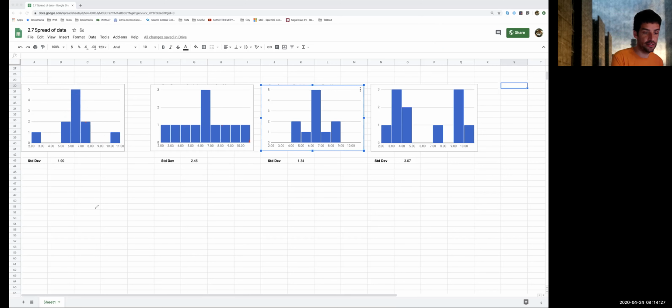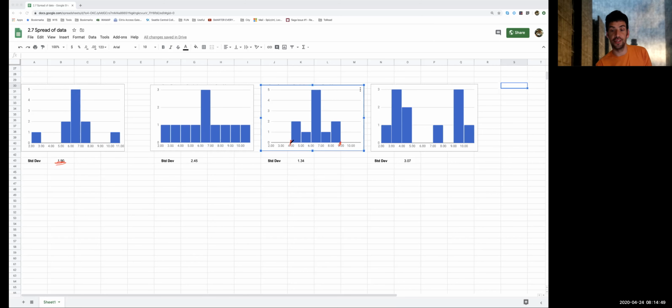Okay, and this is reflected in the standard deviations. If you look underneath each of these histograms, we see standard deviations. This one's 1.9. It's very small compared to 2.45, right? This is about a 25% increase in standard deviation. Here we have a set of data that's much more packed together, right?